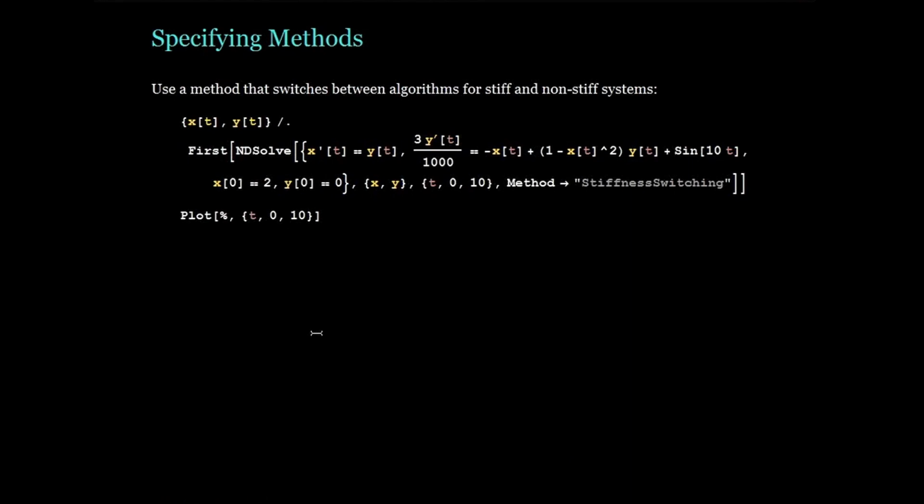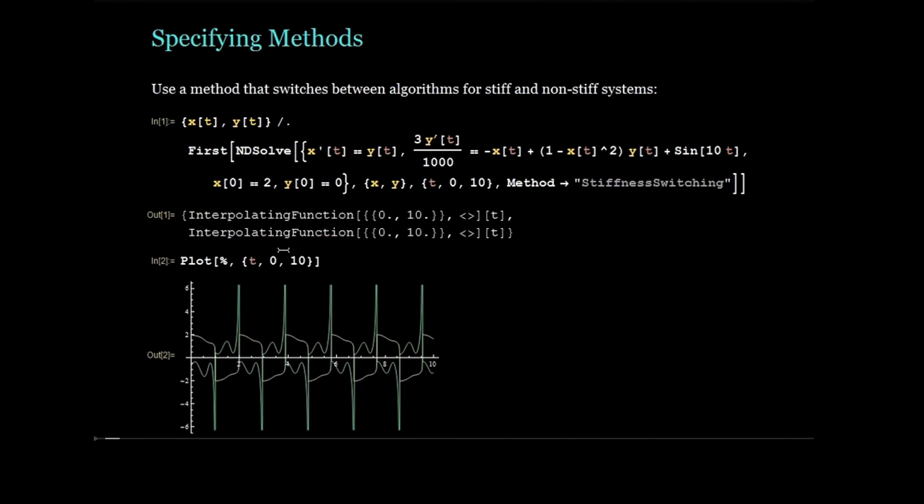In this example, we choose the special method StiffnessSwitching, which you can read about in the NDSolve Advanced documentation. This method regularly checks whether the system of equations appears to be stiff, that is, numerically unstable with normal methods. When this condition is detected, a temporary switch is made to a more robust method. This enables an accurate solution of this irregularly varying system of equations, without resorting to a very small step size.